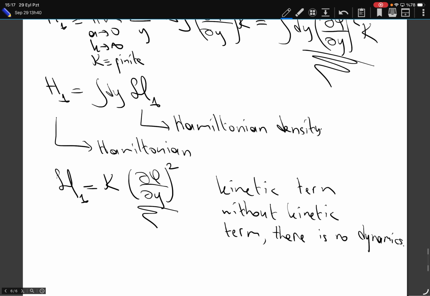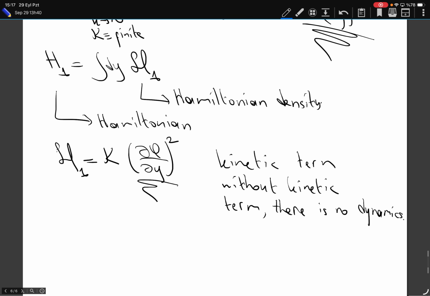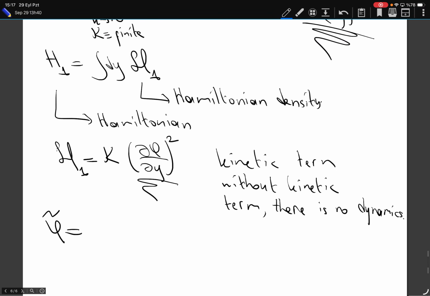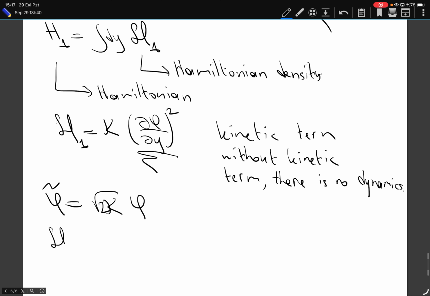Well, typically what we will do is we will define still another field. We will say that it's just a normalization, which will be square root of kappa phi or square root of 2 kappa phi, so that H1 will be 1 over 2. This is the conventional normalization. You see, if you have a Lagrangian or a Hamiltonian, let's say a Lagrangian, if you just multiply it by this constant, it basically describes the same physics.